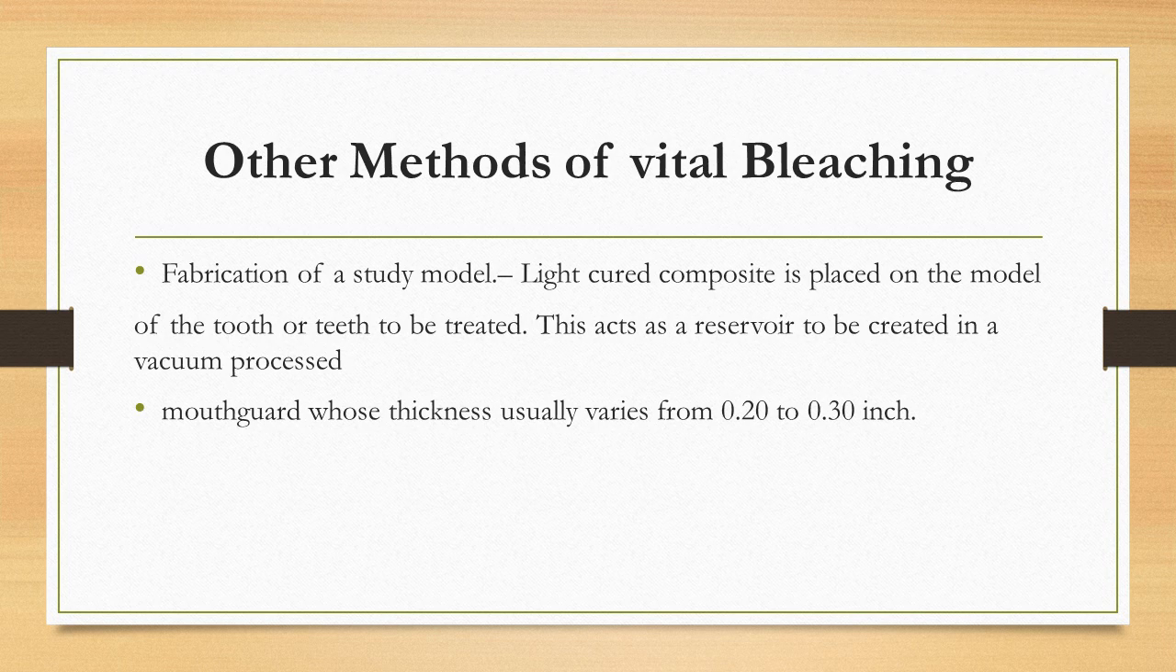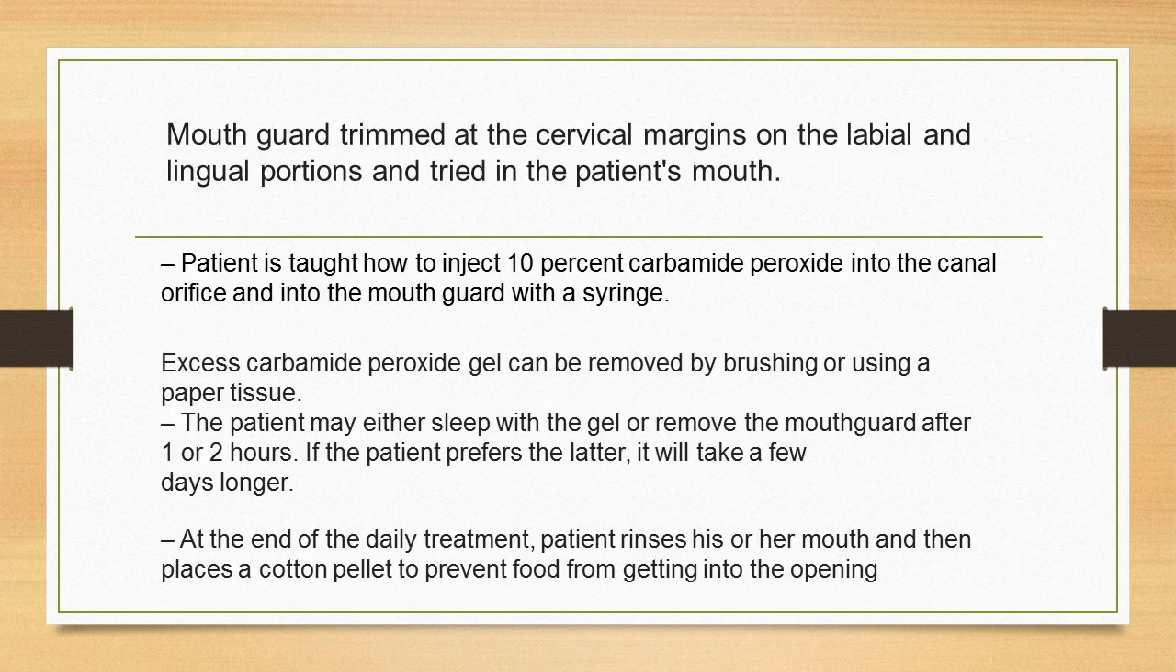We have many types. We have another method of vital bleaching, when the tooth is vital. You can fabricate a study model. You take an impression, you pour the cast for the patient, and then you use some material with heat and a vacuum to make a night guard for the patient, with a thickness of 0.2 to 0.3 inch. You load it with the carbamide peroxide, a gel-like material, and he might sleep with it for 1 or 2 hours, or maybe more.